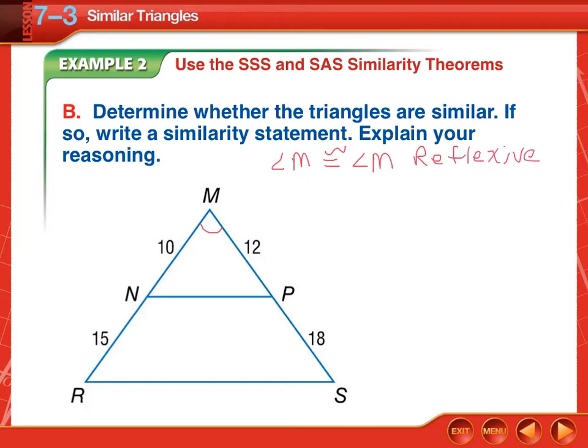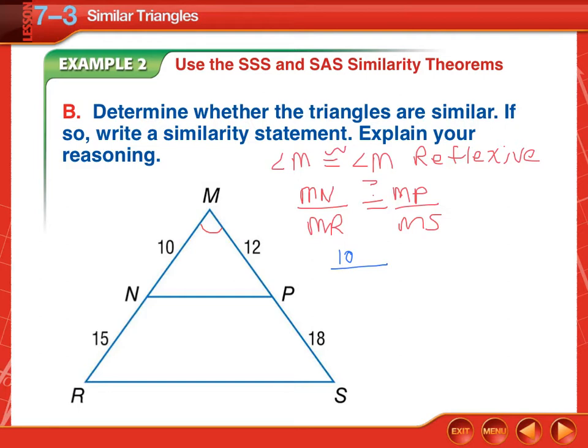We don't know anything about any other angles, but we do know something about sides. So let's look at the side MN. What's corresponding to MN? This whole side, MR. And we're going to want to look at the other surrounding sides here, MP corresponding to MS. So we're trying to see, are they proportional? Are those ratios equal? So substitute 10 in for MN, and hopefully you can see that MR is the sum of these two segments. Okay, so MR equals MN plus NR.